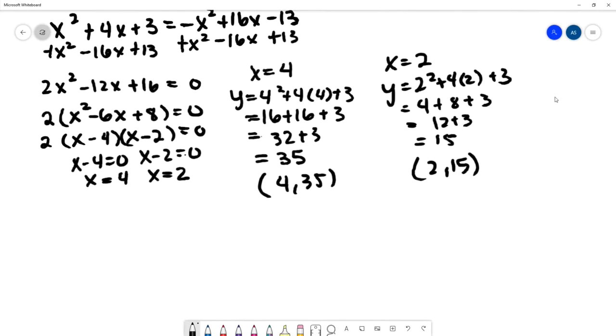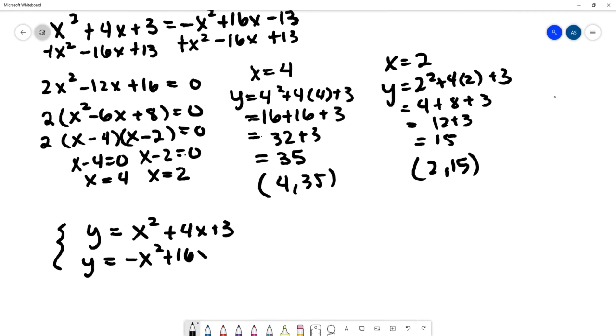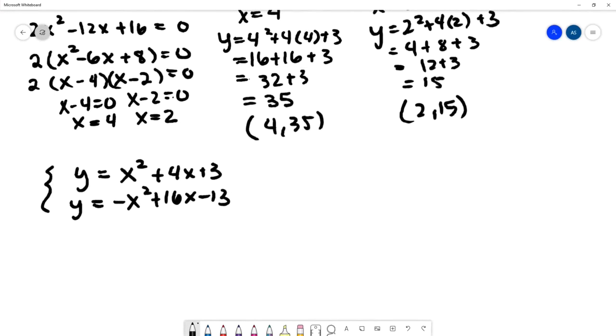I'm going to rewrite the system here. We have y equals x squared plus 4x plus 3, and y equals negative x squared plus 16x minus 13. Now, if we were going to use the elimination method, you've got to have like terms. We have the y's being like terms.